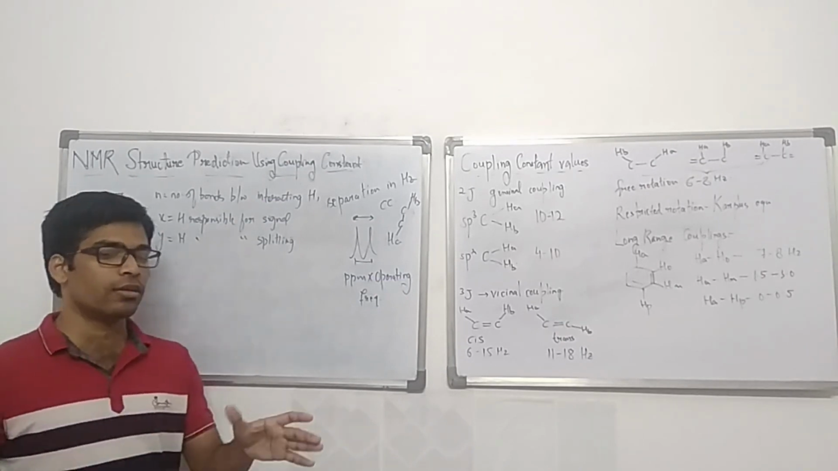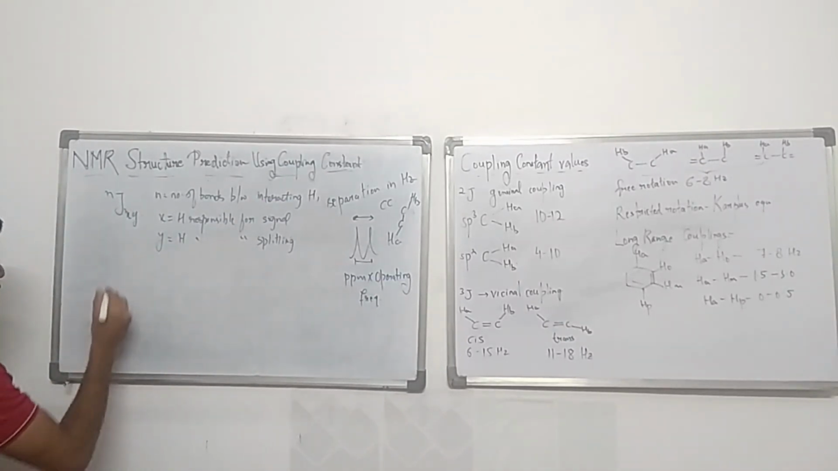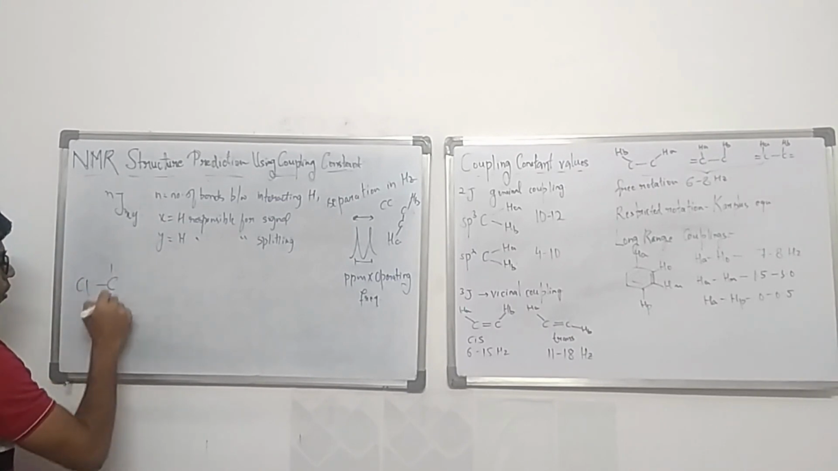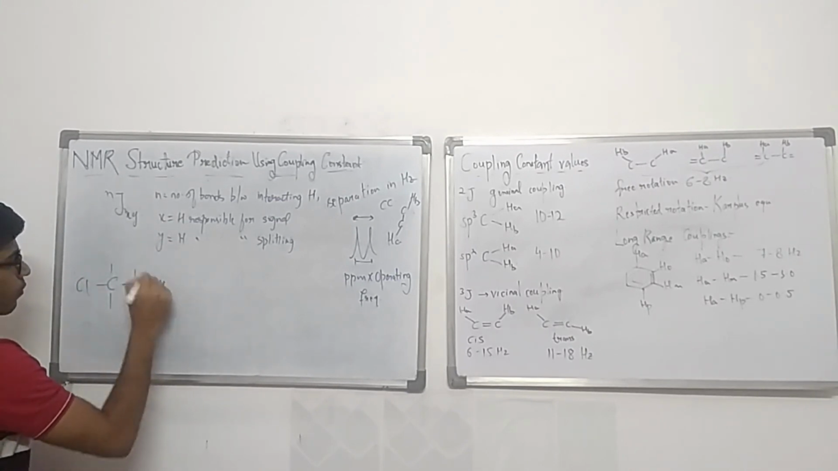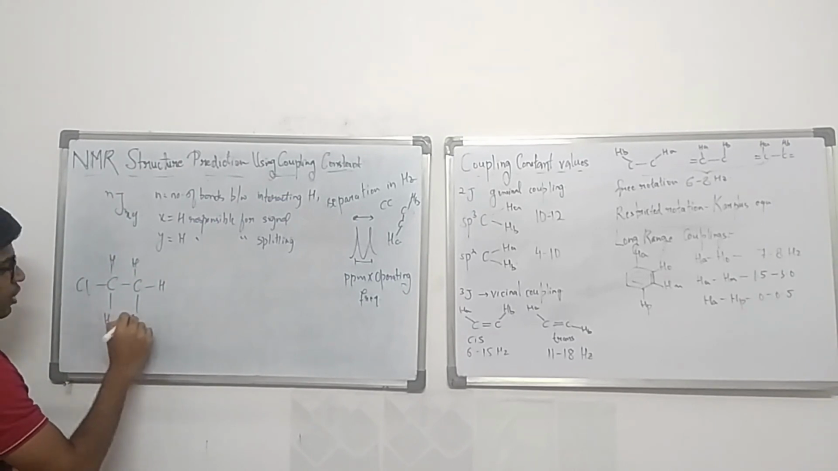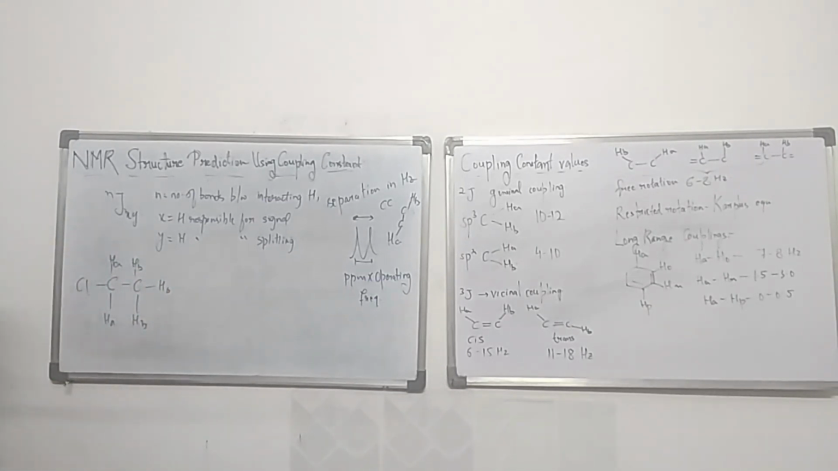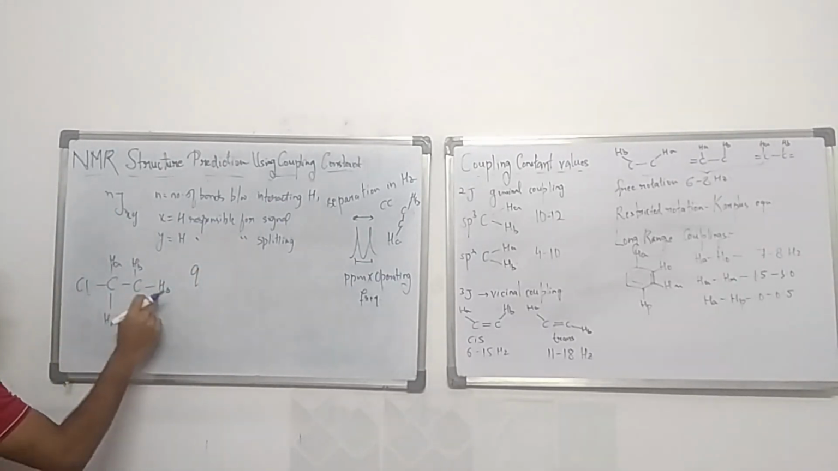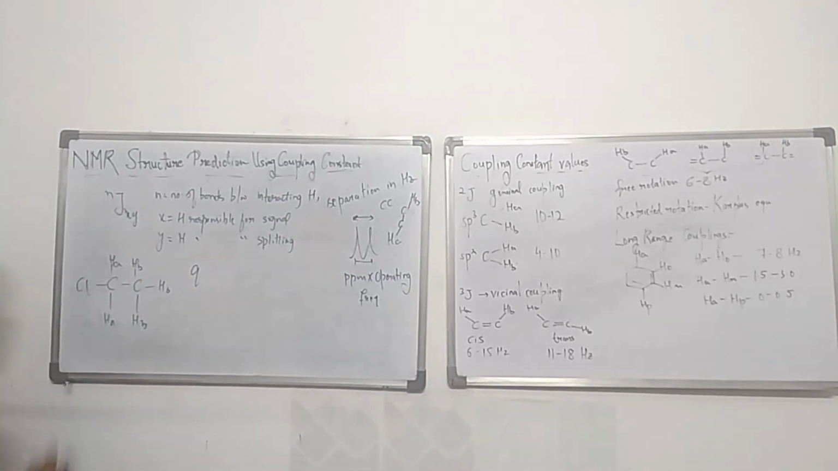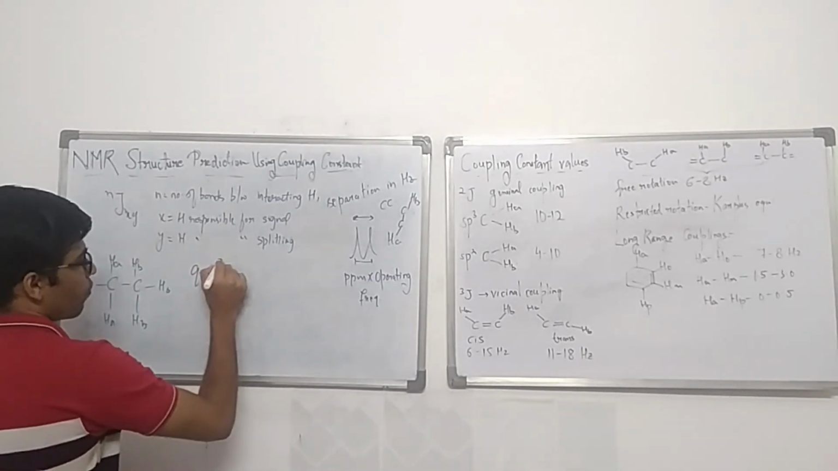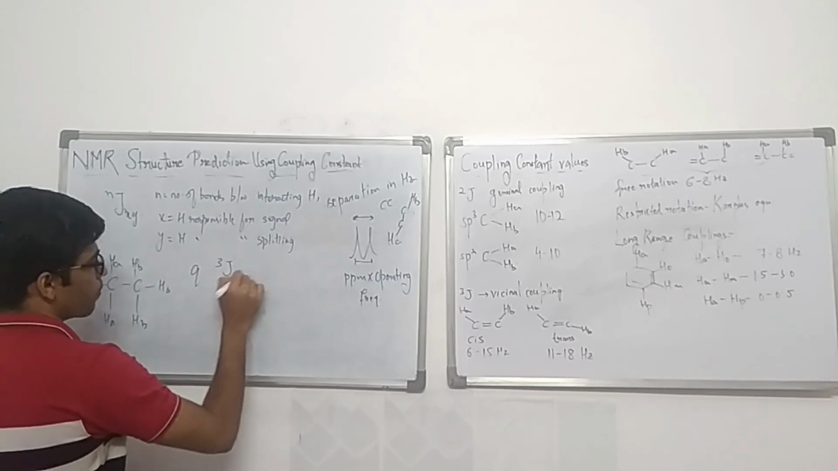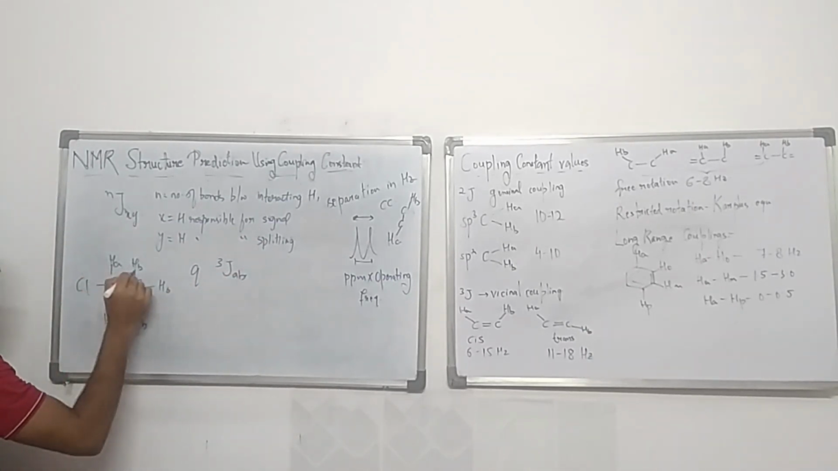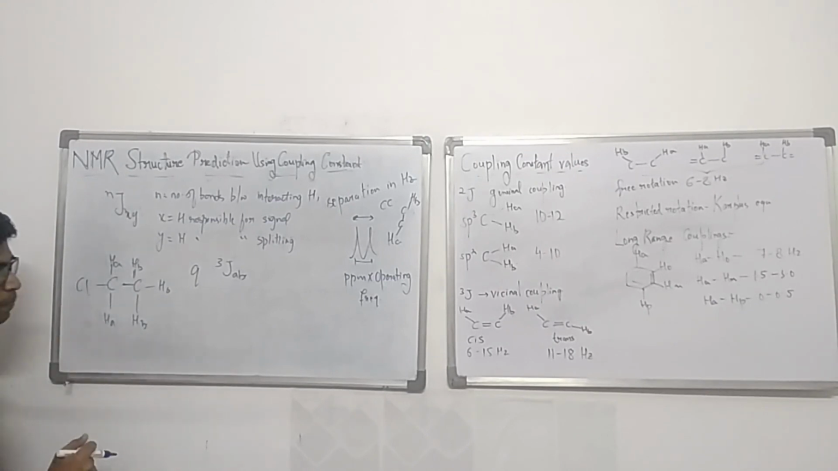And how is it useful in determining NMR structure? Say for example, you have a molecule ClCH2CH3. Let's say these are HA, these are all HB. So these two will have what? These two will have a quartet and they will do splitting because of the B protons which are present on the neighboring carbon. So they will have a splitting of 3JAB. Why 3? Because there are total 3 bonds between the two interacting protons.